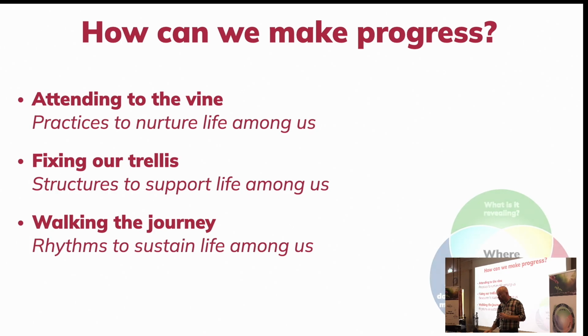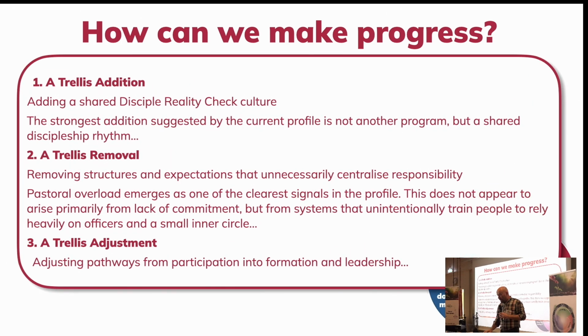All right, then fixing the trellis. Interesting thing about the structural thing and the trellis thing is there's basically only three things you do. You make an addition to the trellis, you remove something, or you adjust the trellis. That's really structurally the only kind of components involved in changing structure. And so a trellis addition, well, a simple addition would be to institutionalise something like the disciple reality check as part of what you do. Add that to the picture so those conversations are happening consistently.